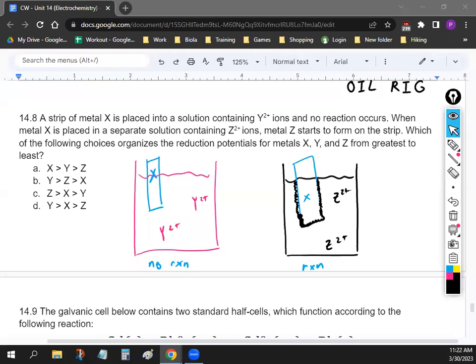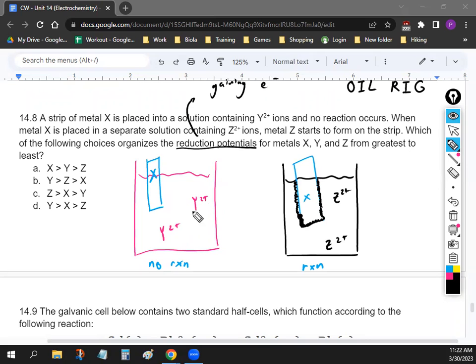Okay, so if you guys remember, reduction is gain, right? So whatever has a higher reduction potential means that it's better at gaining electrons. Okay, does that make sense? So the higher the reduction potential, the better it is at stealing electrons from other metals.